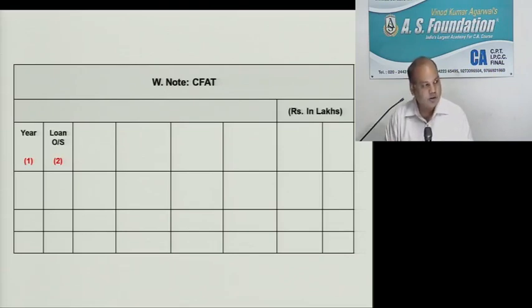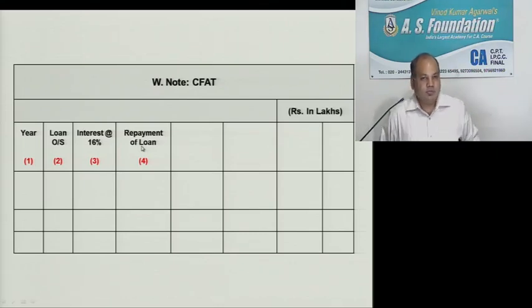First right hand side, rupees in lakhs. First column year. Second column loan outstanding. Loan outstanding, the purpose is interest calculation. And based on the loan outstanding, we'll write interest at the rate of 16%. Repayment of loan, fourth column, repayment of loan.